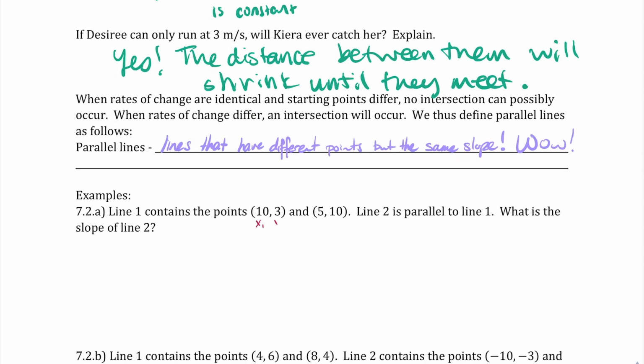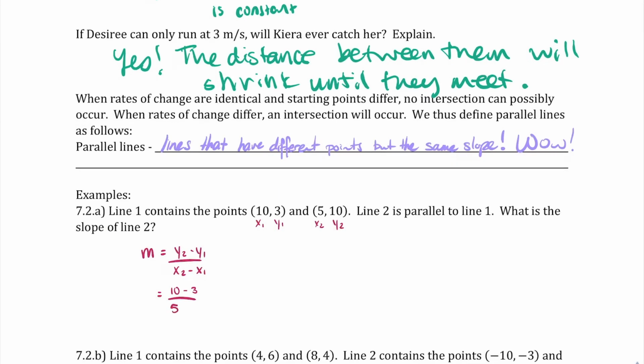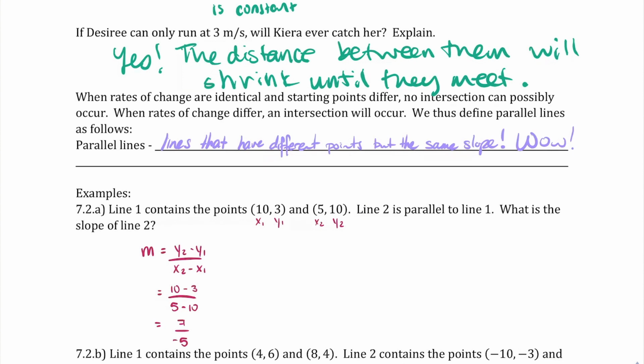We first are going to just label our points. We've got the x1, y1, and the x2, y2. And from the last lesson, we know that the slope is the change in y, which is y2 minus y1, over the change in x, which is x2 minus x1. When we plug in these values, we get (10 minus 3) over (5 minus 10). 10 minus 3 is 7, and 5 minus 10 is negative 5. And so we get the slope of negative 7/5.